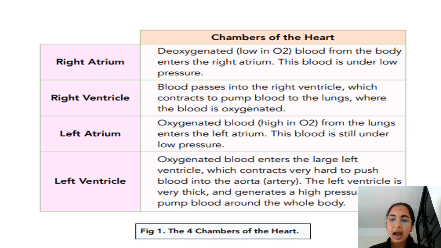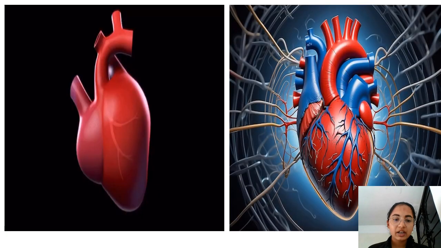So next is the left atrium. Oxygenated blood, high in O2, from the lungs enters the left atrium. This blood is still under low pressure. Next is the left ventricle. Oxygenated blood enters the large left ventricle, which contracts very hard to push the blood into the aorta. The left ventricle is very thick and generates high pressure to pump blood around the whole body. These are the four chambers of the heart. Here we can see a diagram of a heart.